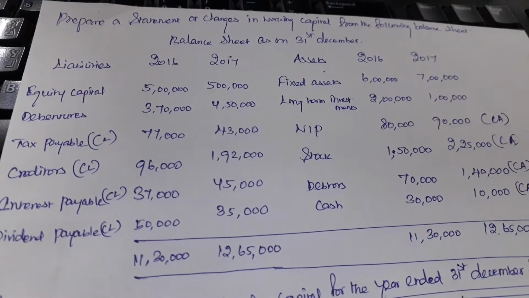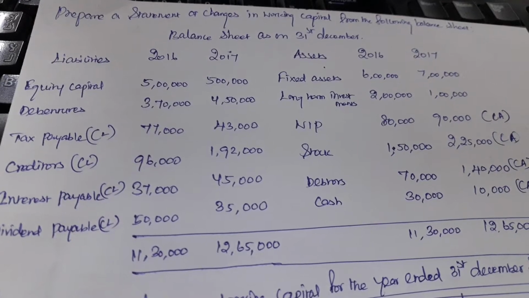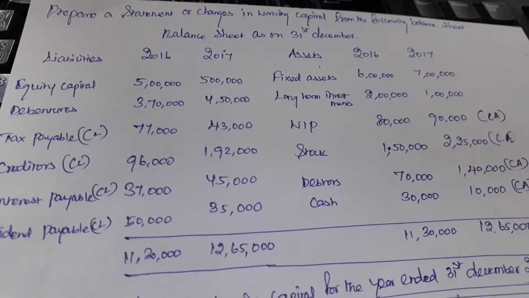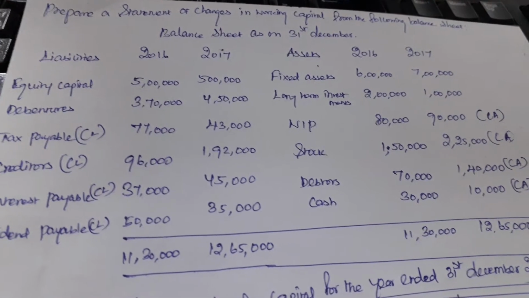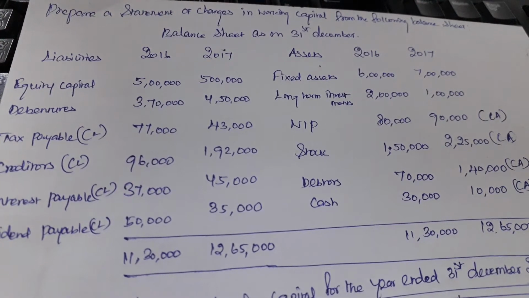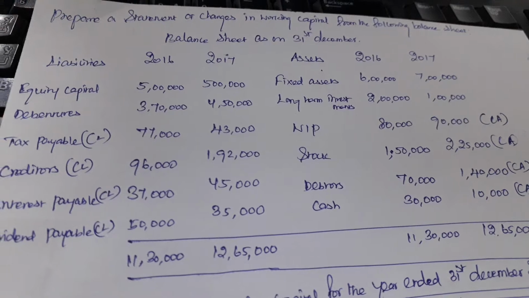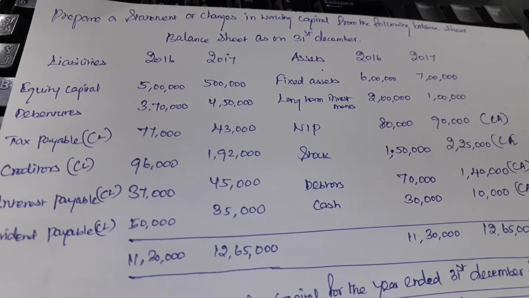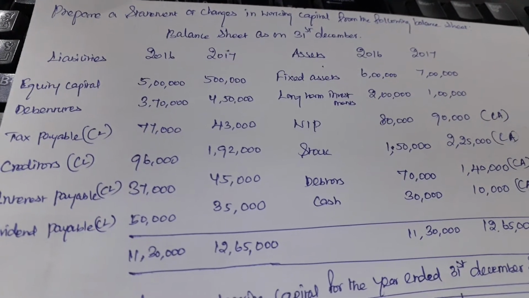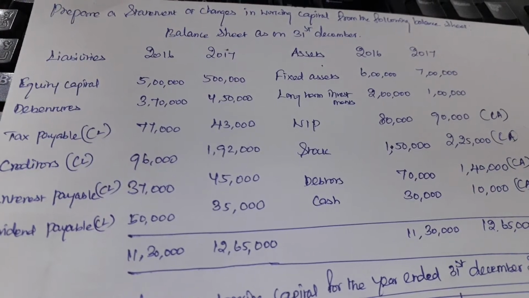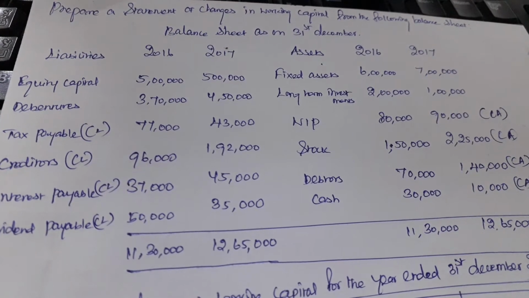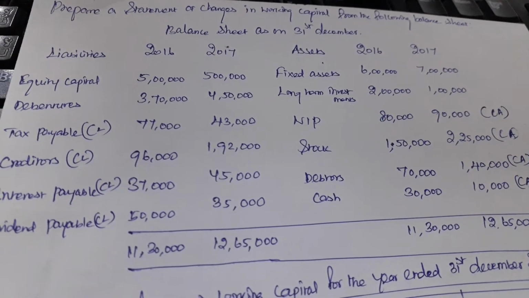Today's topic is how to prepare the statement of changes in working capital. What do you mean by working capital? It is the excess of current assets over the current liabilities. In a simple way, working capital equals current assets minus current liabilities.